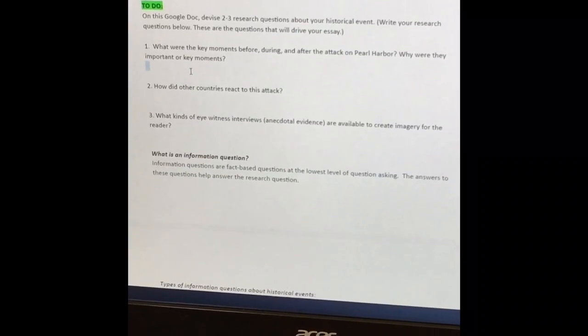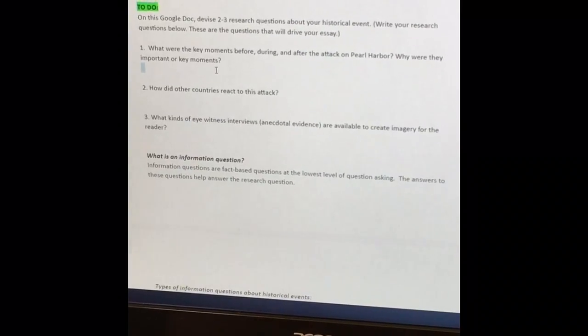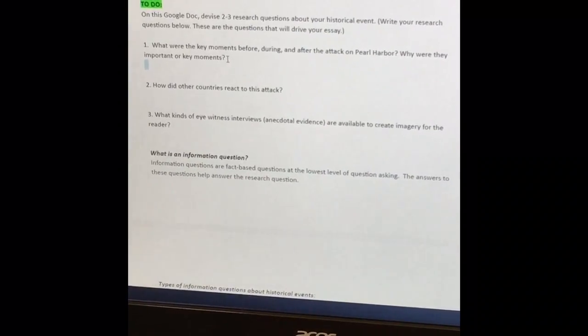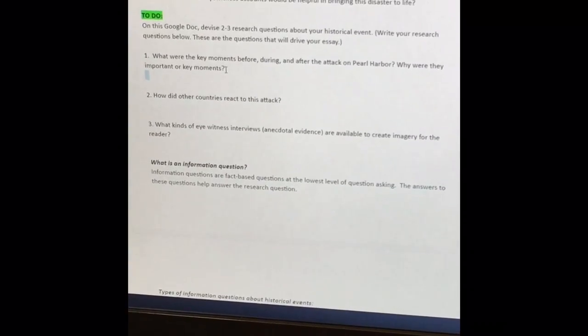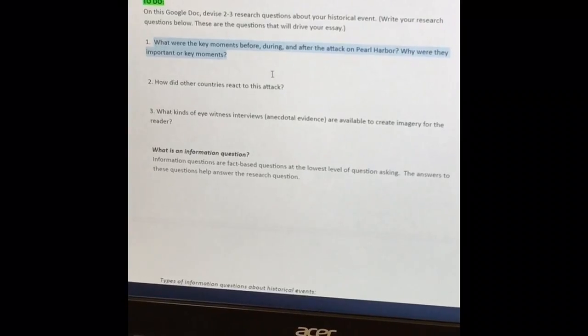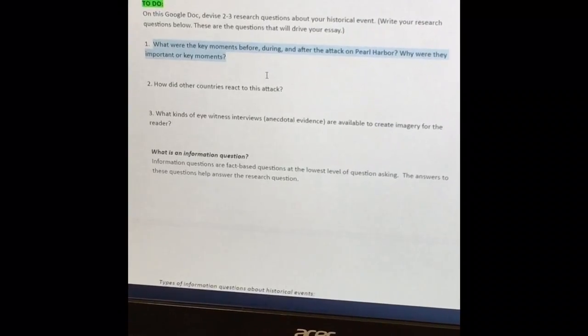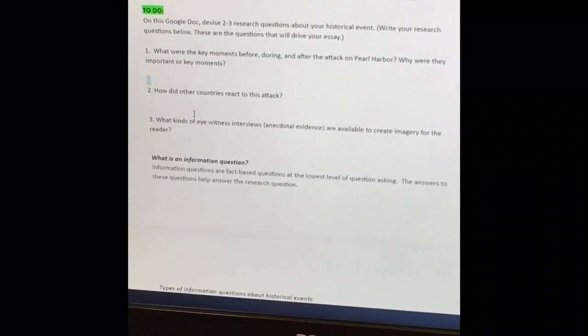Why were they important or key moments? I highly suggest that you make this one of your questions because remember, we're writing in the chronological structure. So this is maybe one that everyone should include. Hint, hint.